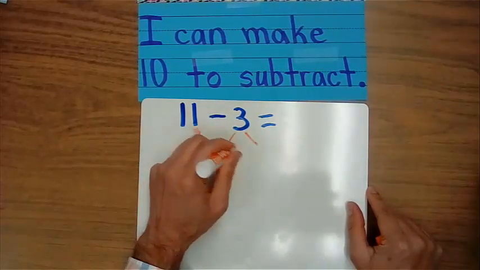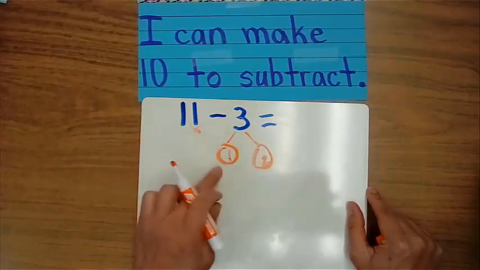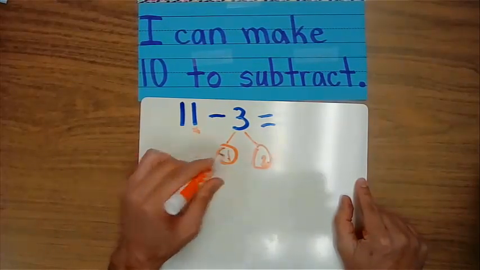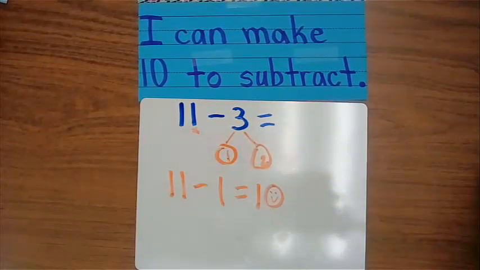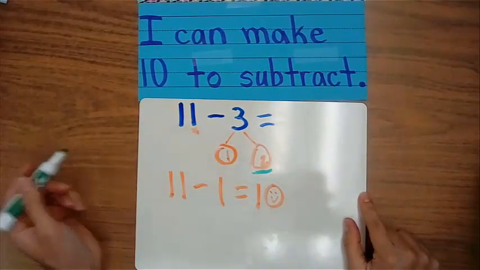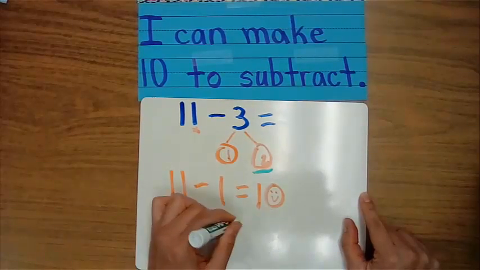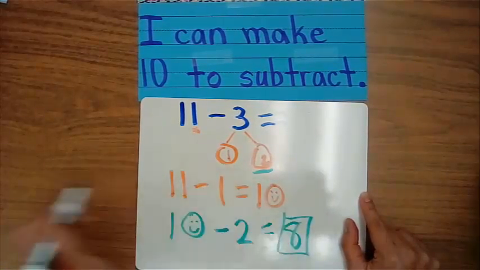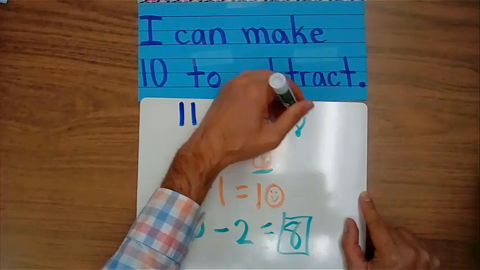Well, I could break this up into a 1 and a 2, because 1 plus 2 is 3. Then I can say 11 minus 1 equals 10. So now I have my friendly 10 right there. That's what I wanted. But I still have this 2 right here that I need to take away. So then I say 10, that's my friendly 10, minus 2 equals 8. Right? So that is my answer. So that 11 minus 3 is equal to 8.